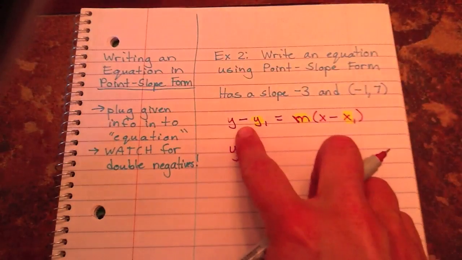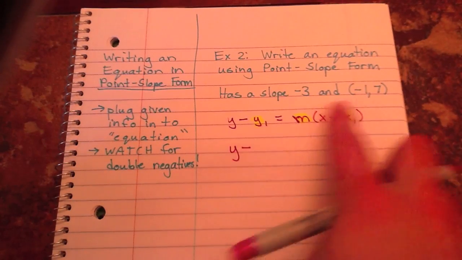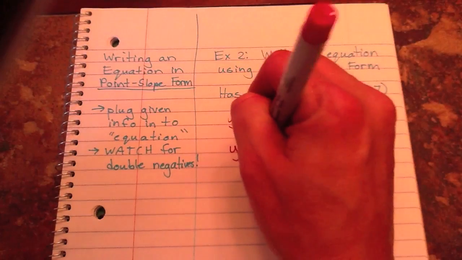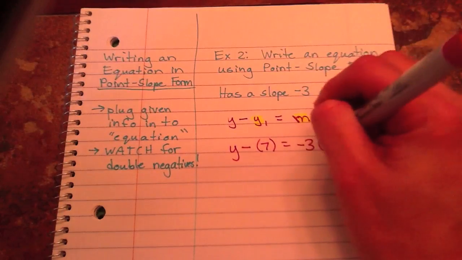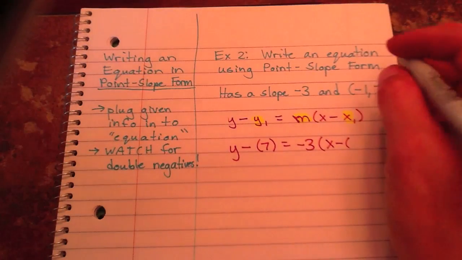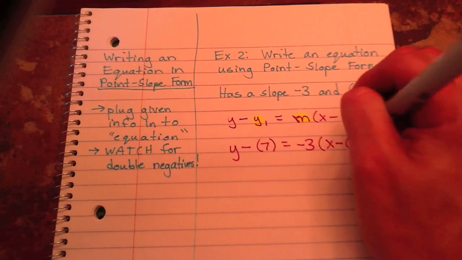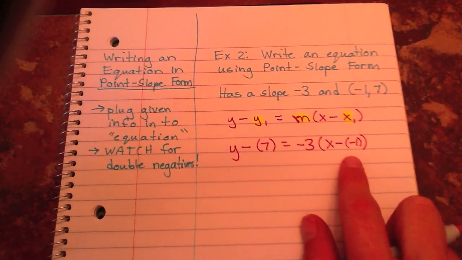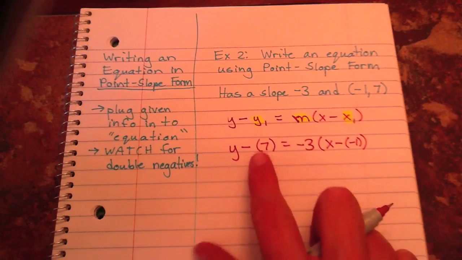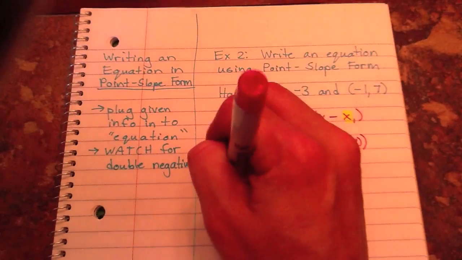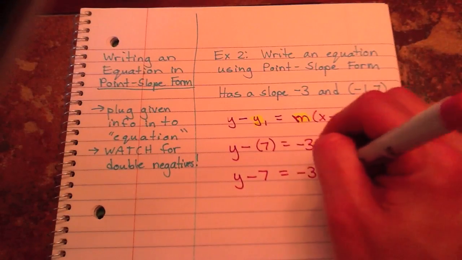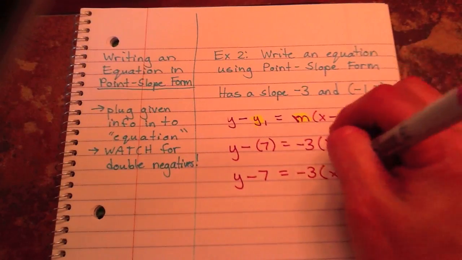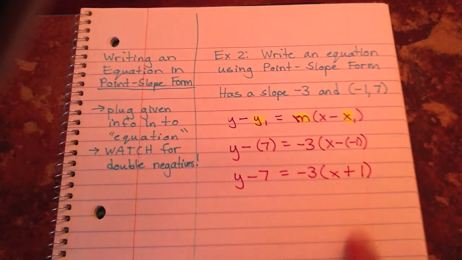Y minus, remember, that subtraction is all by itself. Now you go plug in your y value. So I would use parentheses. Times -3 times x minus a -1. So you have a double set of parentheses there, but that's okay because you're going to fix that right away. This stays negative, so I just have y minus 7 equals -3 times x, double negative here, plus 1. That's in point-slope form, and you're done. You have your equation written.